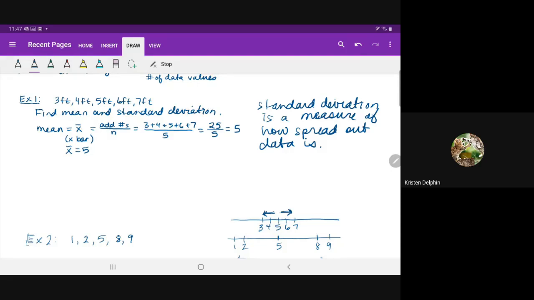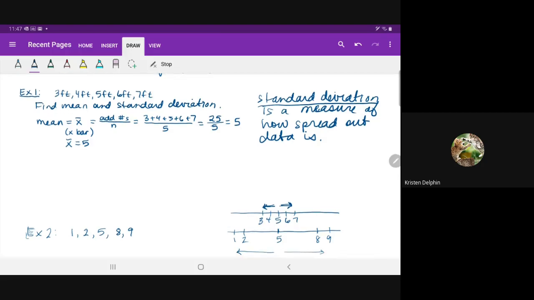I'm just going to type an answer to that question. Okay, standard deviation is a measure of how spread out the data is. So I would think that of these two data sets, the second one is more spread out than the first one. So the standard deviation will be larger in the second one compared to the first one.